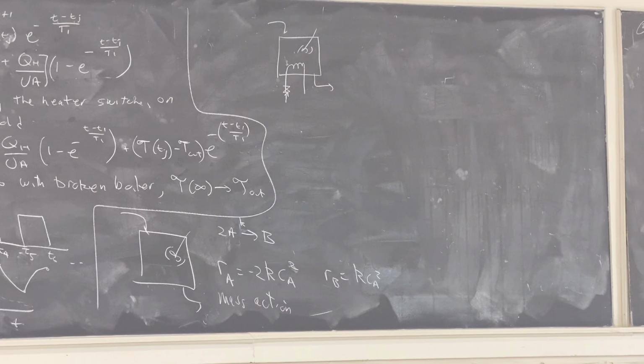Are they the same K, or do they have different K's? When you're doing RB, do you use the same K? Yes, they're the same K.